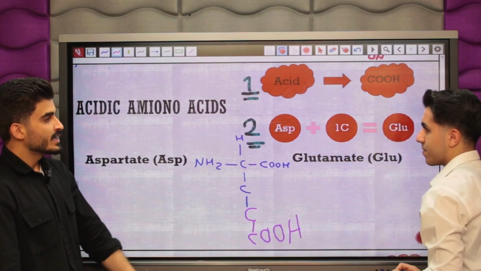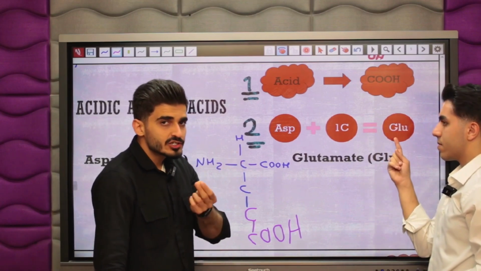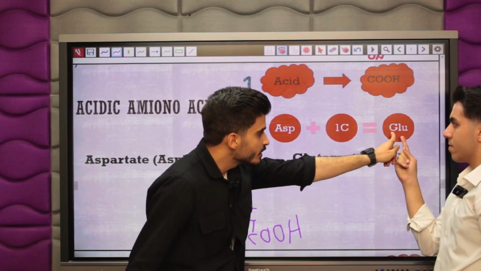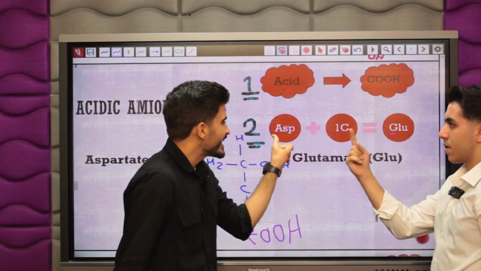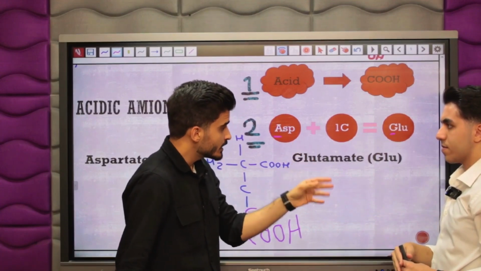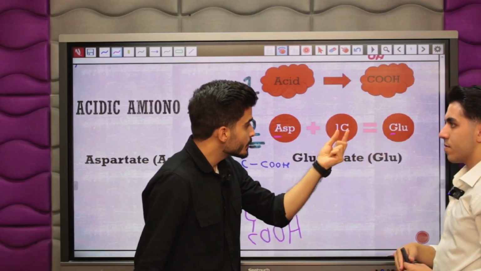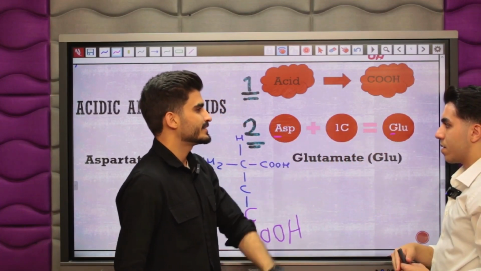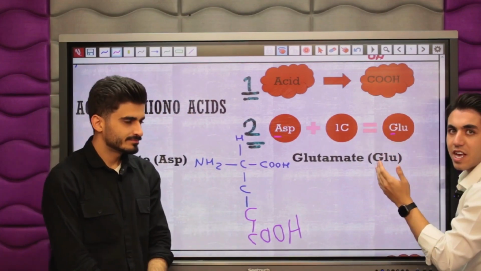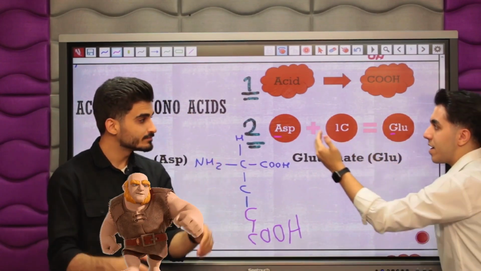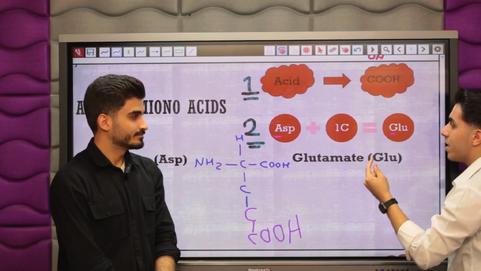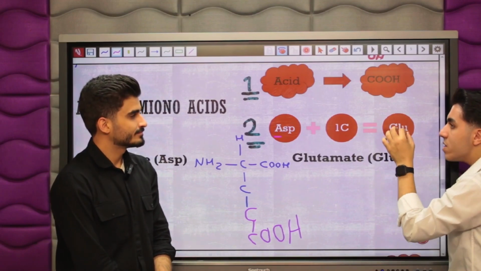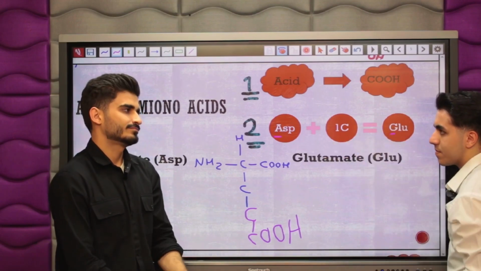Here it is. Since in the English alphabet, G comes after A, glutamate has 1 more carbon than aspartate. Glutamate, G. It's a giant form of aspartate. Bigger and giant form. It's jealous and it always wants an extra carbon.